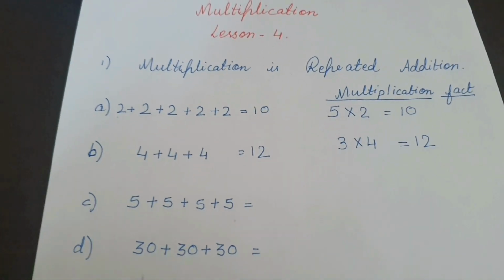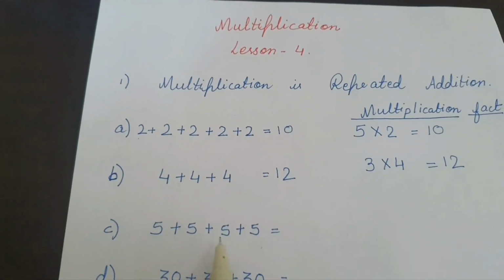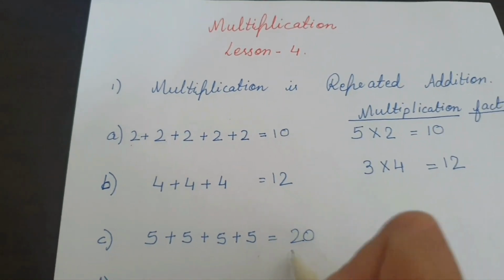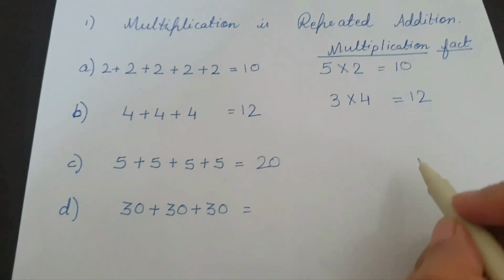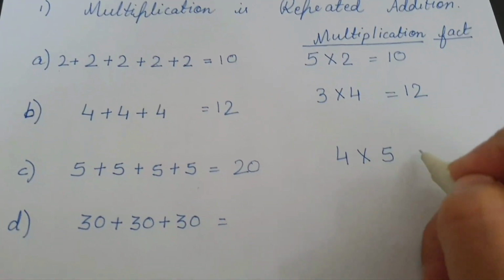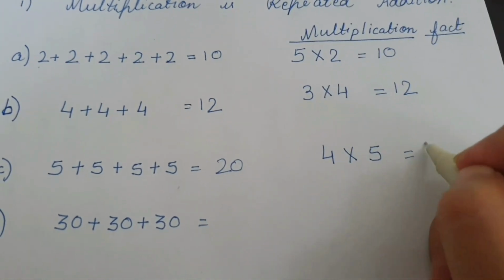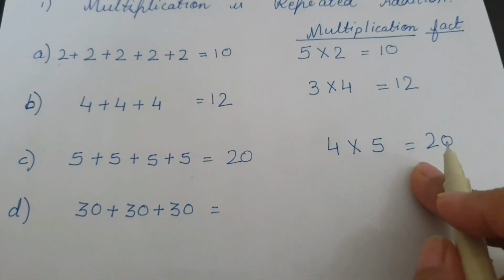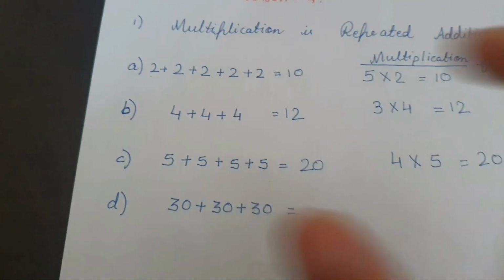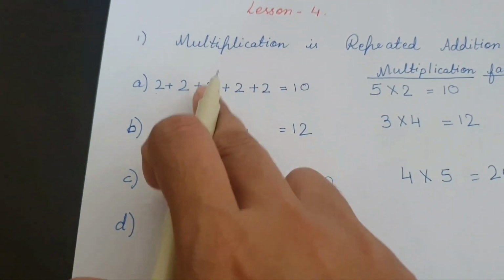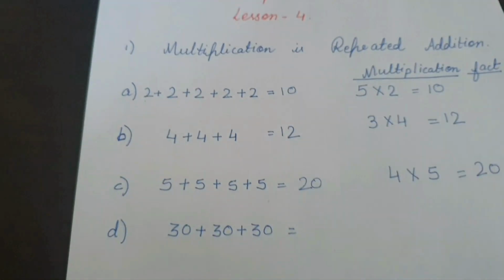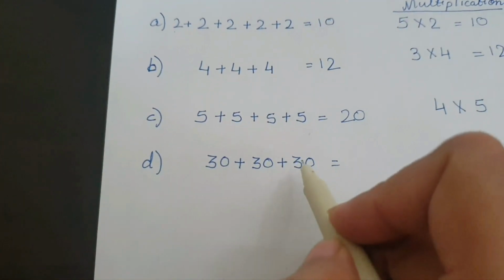Now see the next one. Here we have written 4 times 5. If we add them, we get the answer 20. This can also be written as 4 times 5, that is 4 5s are 20. This is the multiplication part. Here we have written the repeated addition. Basically, it means the short way of finding the sum when all the addends are the same is your multiplication. Now see the next one, 3 times 30.